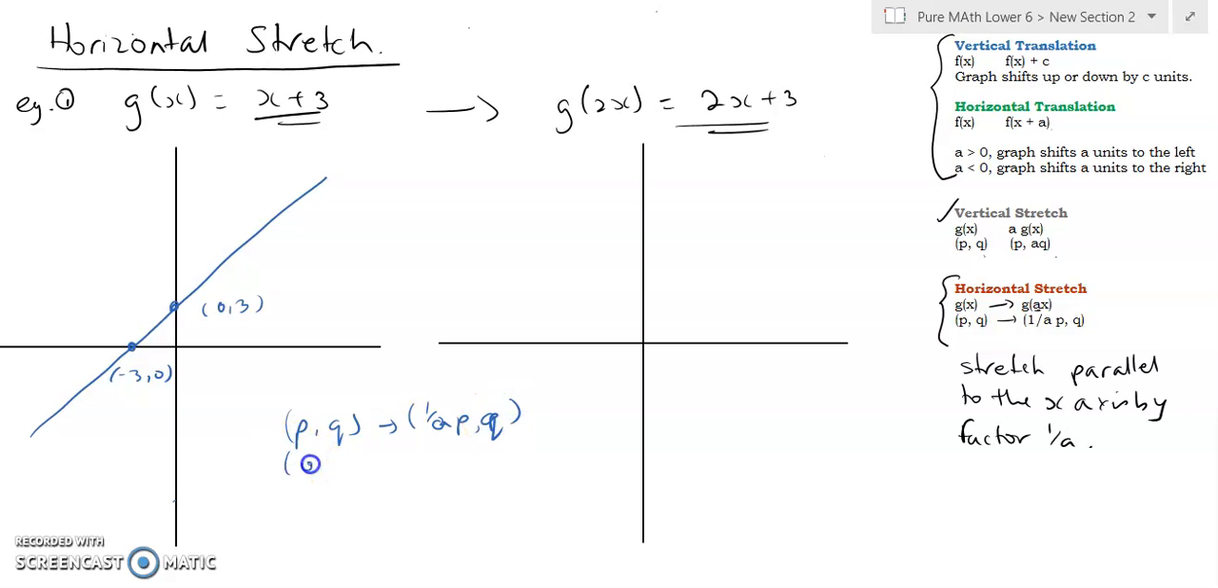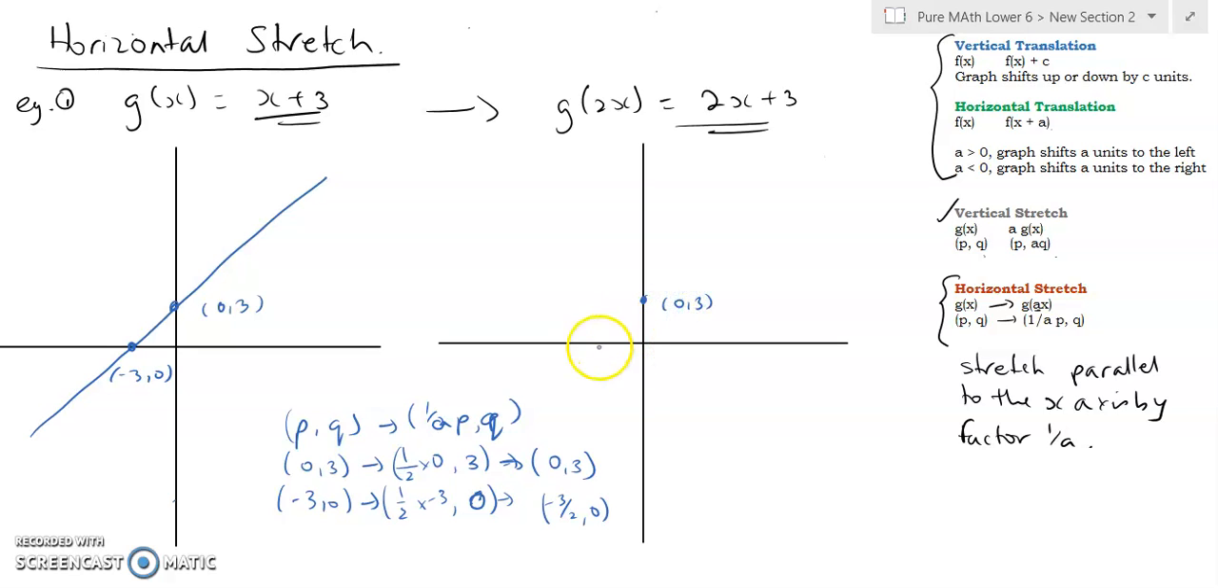Alright? So my point 0, 3 will now become a half of 0, 3, which will still be 0, 3. This one now, minus 3, 0, will now become a half of minus 3, 0, which would be minus 3 on 2, 0. So I have 2 points here. I could say this is my first point, 0, 3, and minus 1.5, say around here. Minus 3 on 2, 0. And my line will now be like this.